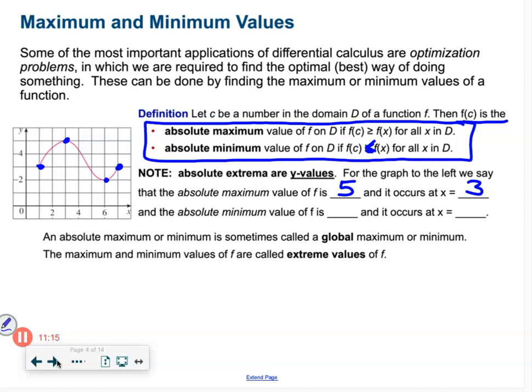This is the max value. This is where it occurs. Does that make sense? What's the absolute minimum value for this function? 2. Where does the absolute minimum occur? At x equals 6.